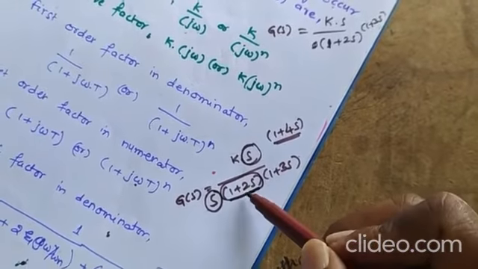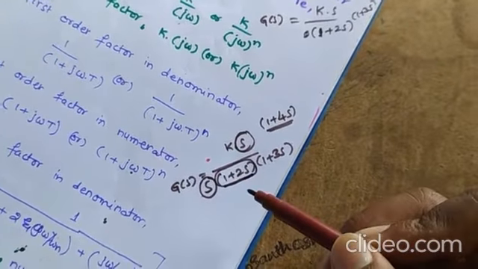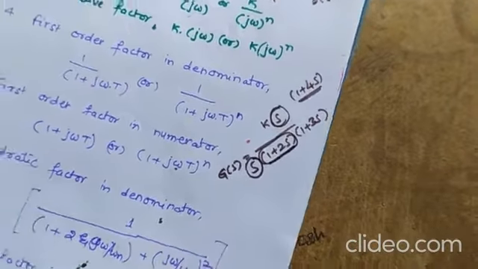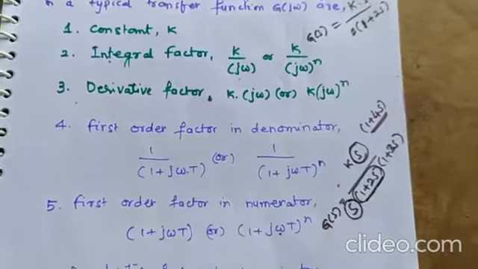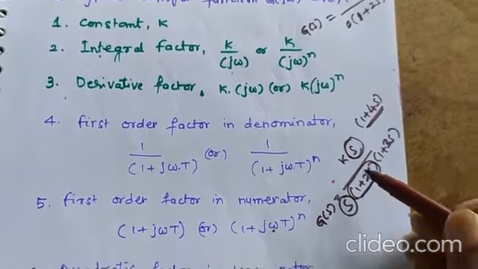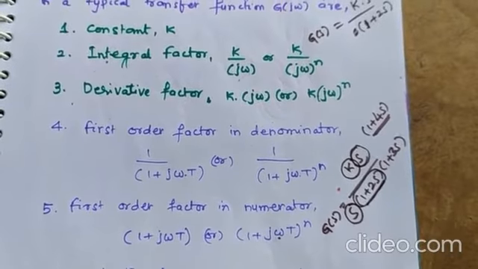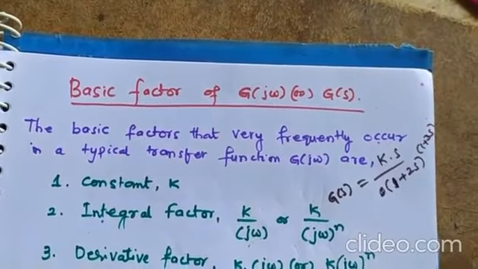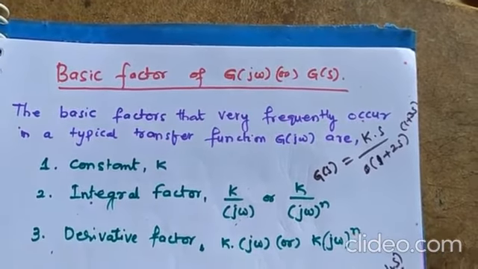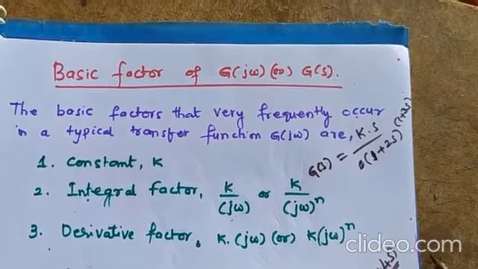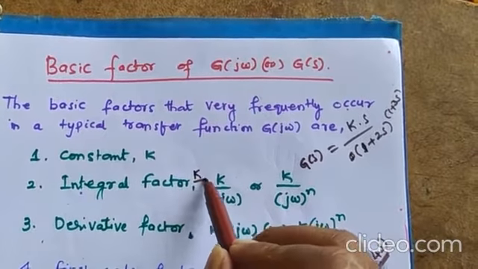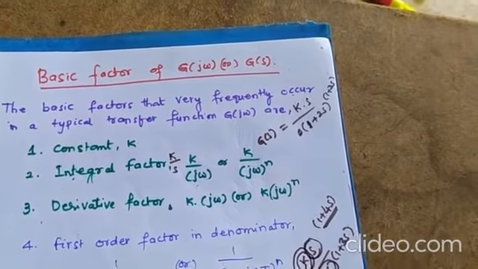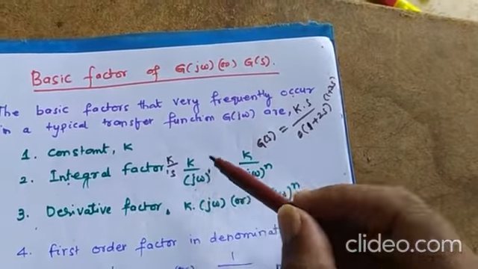But the open loop transfer function may have a combination of different terms. So for this, we should know how to draw the diagram, and for that we should know the basic things about the factors. First, suppose we have K. It is a constant, a gain. The second is the integral factor, for suppose K upon s.